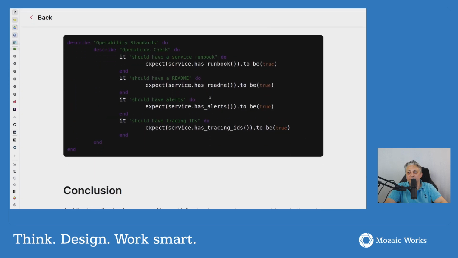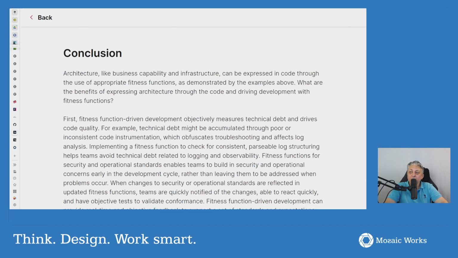So for example, expect service has README to be true. Yeah, that's a good one. Expect service has alerts to be true. Expect service has tracing IDs to be true, particularly useful for microservices. So in conclusion, architecture like business capability and infrastructure can be expressed in code through the use of appropriate fitness functions, as demonstrated in the examples above.